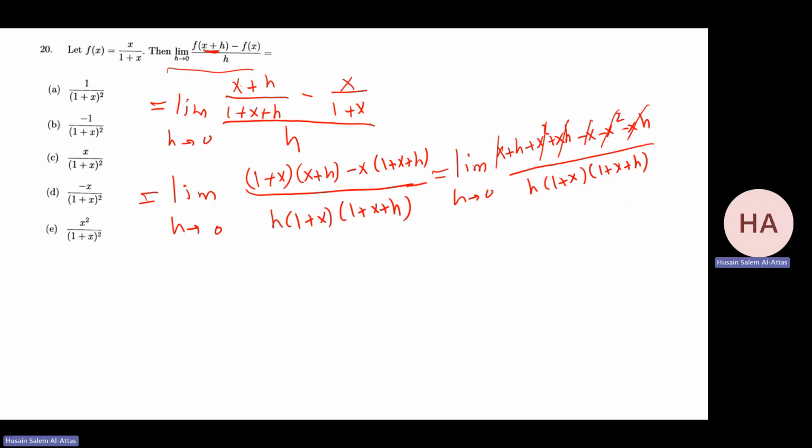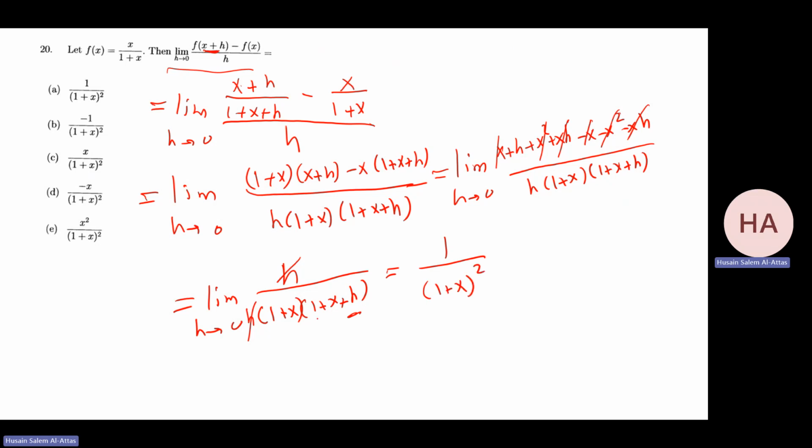So I have h. So you have the limit as h goes to 0 of h over h times 1 plus x times 1 plus x plus h. The h is cancelled. So you have what? As h goes to 0, that will be 1 over 1 plus x all squared. x does not depend on h, so it does not affect it as h goes to 0, which is this one.